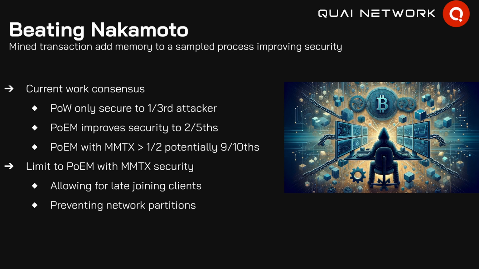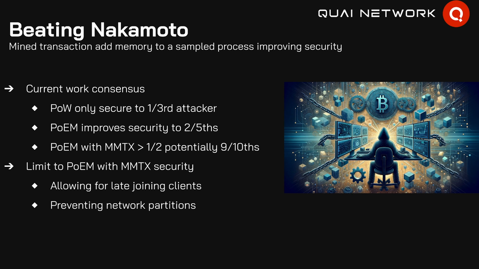And so the interesting implication here is that when we do merge mine transactions, we're creating memory. And that memory allows us to sample the process more accurately. And the implication of that is that we can beat Nakamoto.